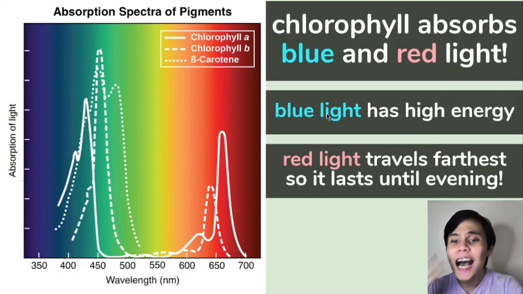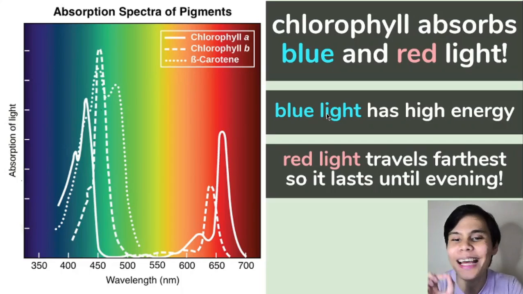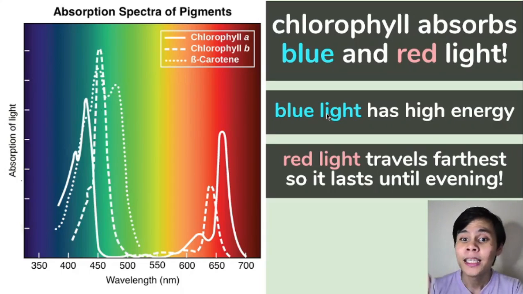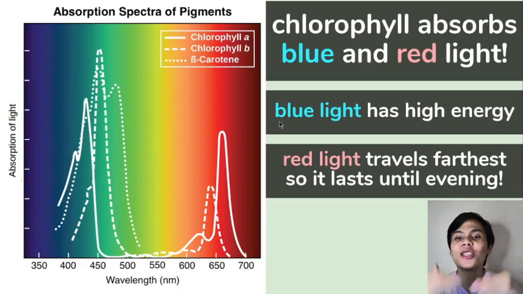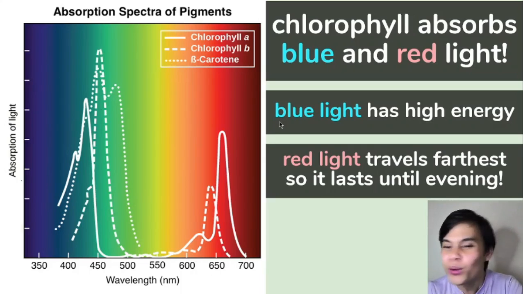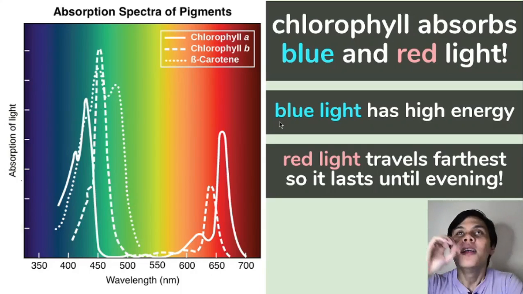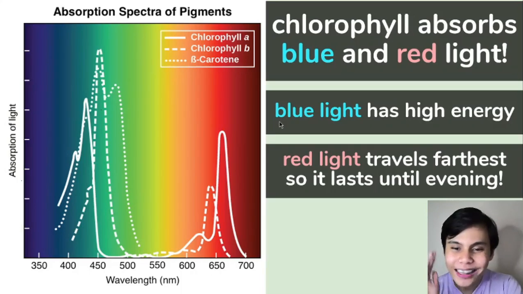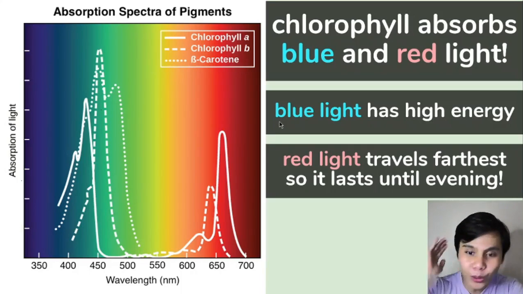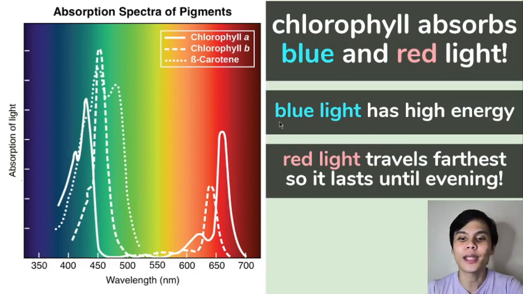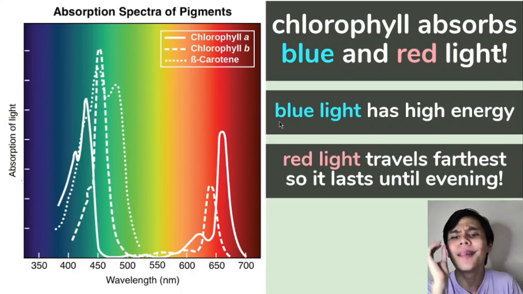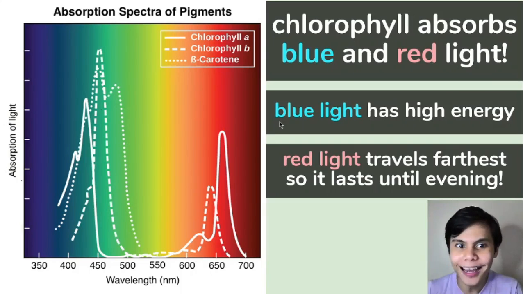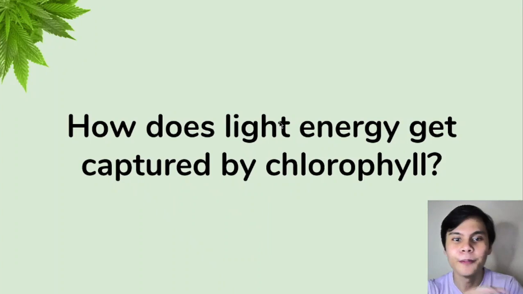The blue light has high energy, which is exactly what the plants want. And the red light travels farther compared to all other wavelengths of light because it has a very long wavelength. So it lasts until evening. That's why at sunset, you have a red shift or red flash, because red light can travel far, which means that red light lasts the longest throughout the day. So it balances between highest energy and longest light hours throughout the day.